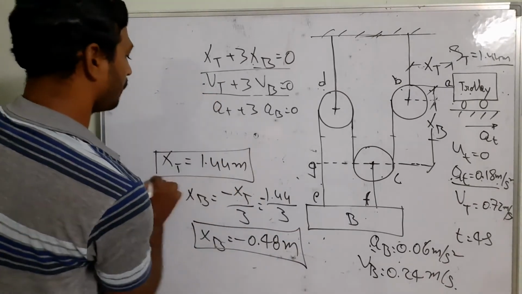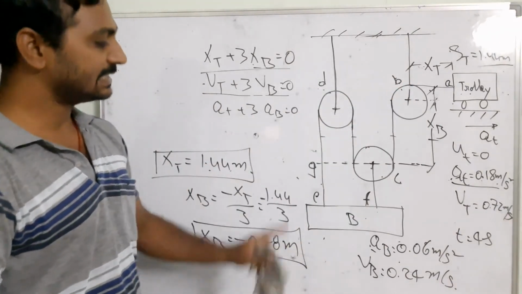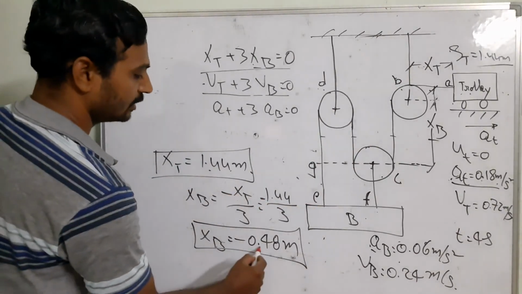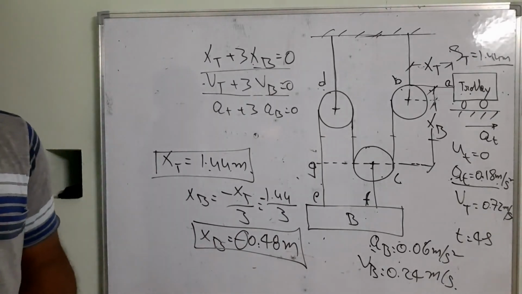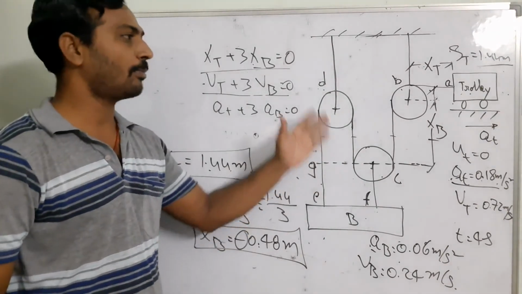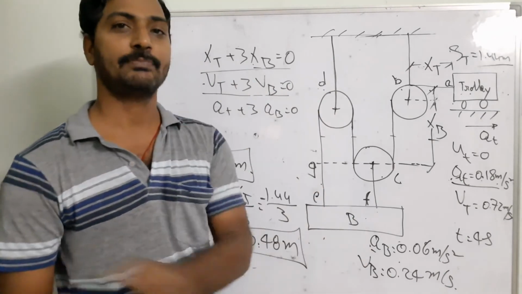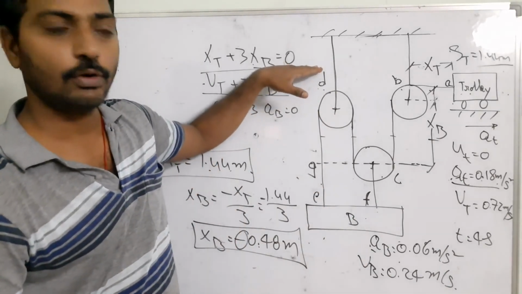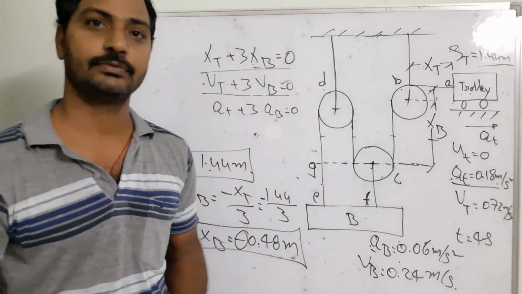x_t = 1.44 meters, it has traveled towards the right. Similarly, block B has shifted in the upward direction by 0.48 meters. This minus indicates the object is moving in the opposite direction. I hope you are able to understand this problem, how to develop the variable lengths, how to identify the variable lengths, and how to subtract the remaining parameters. On this basis, once you develop the displacement equation, then the rest of the parameters are going to be easy for you. Thank you.